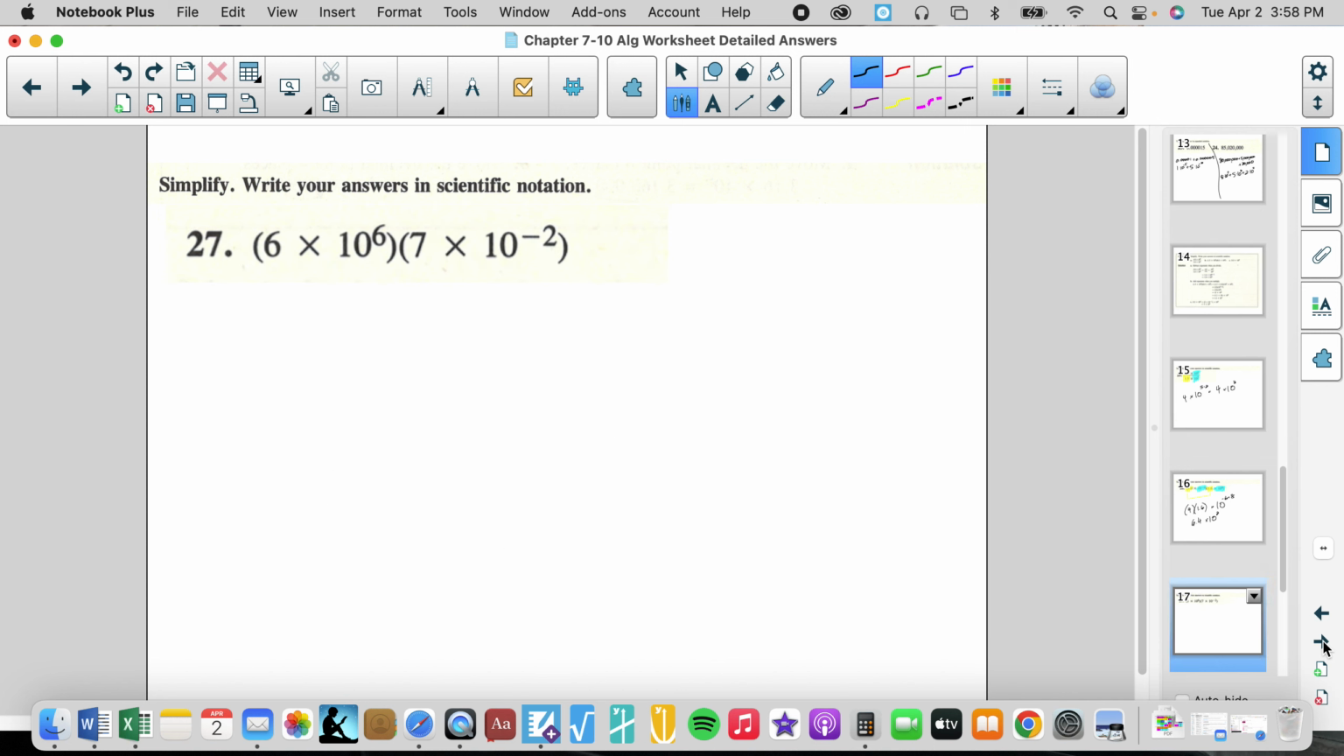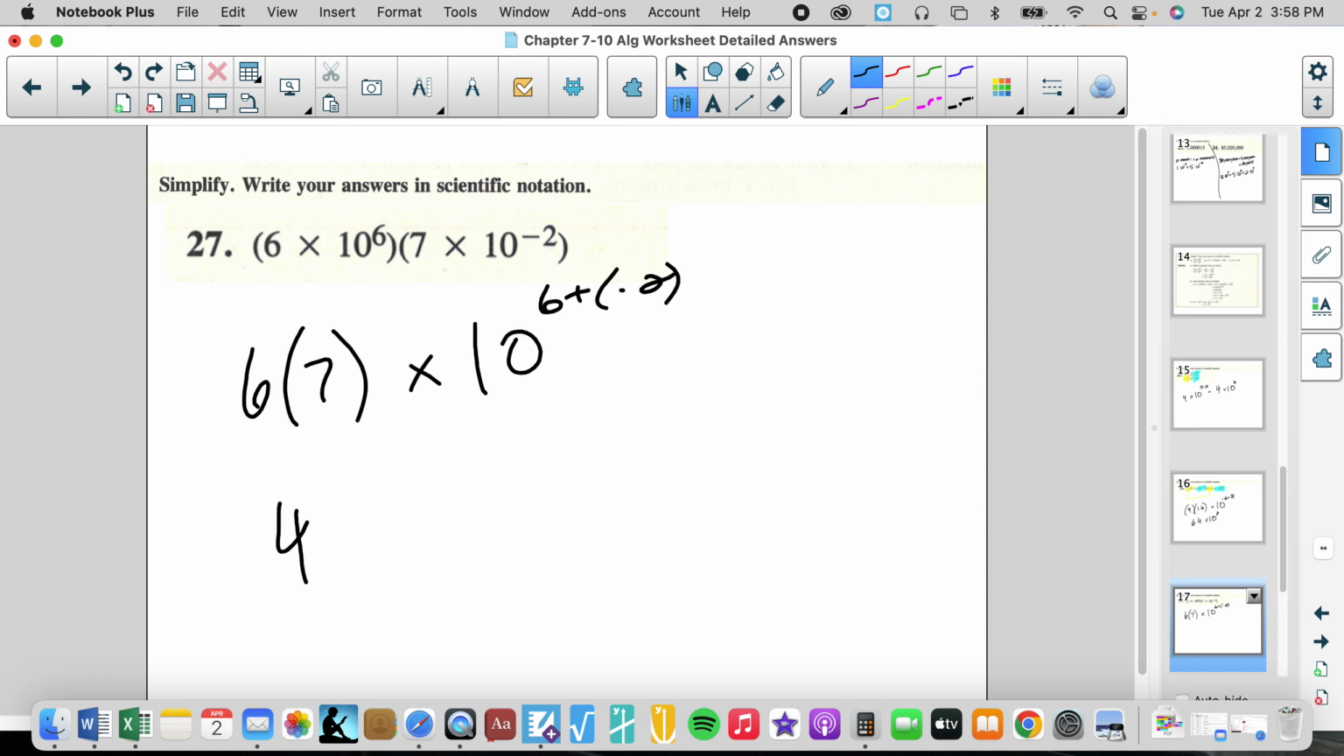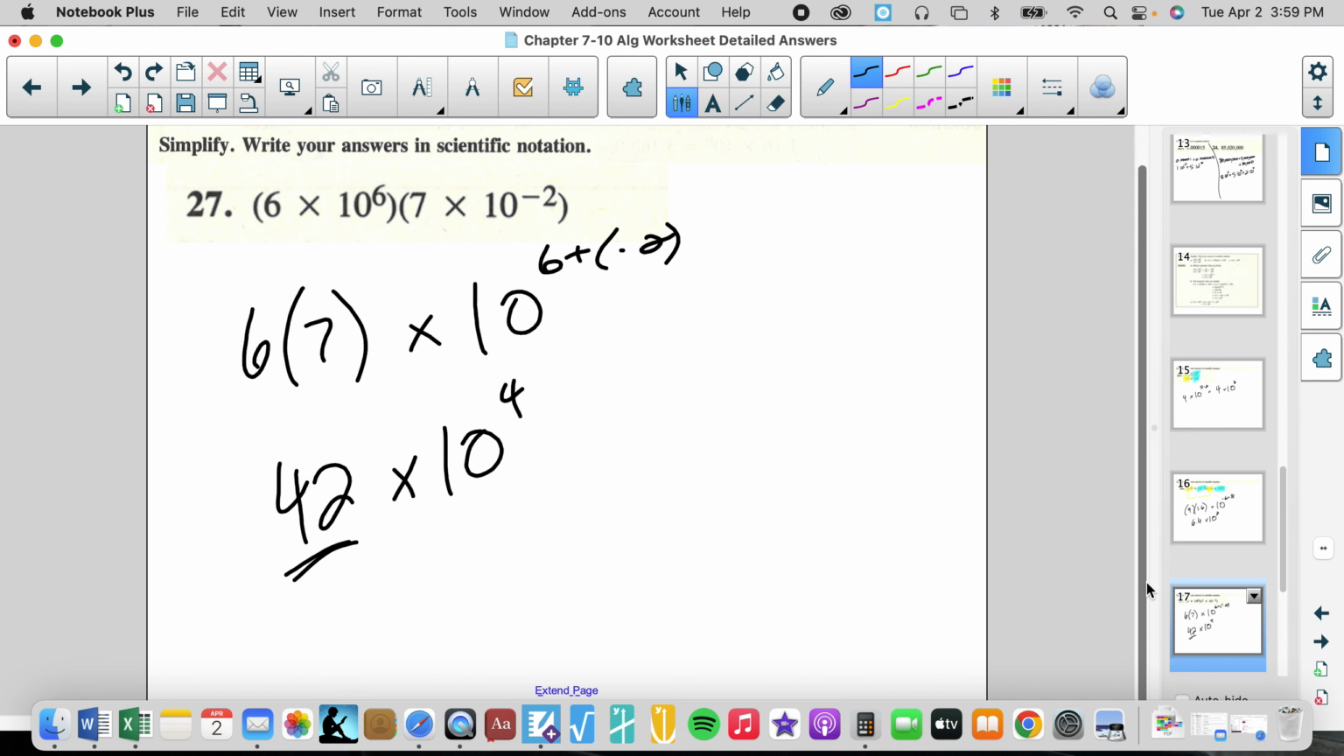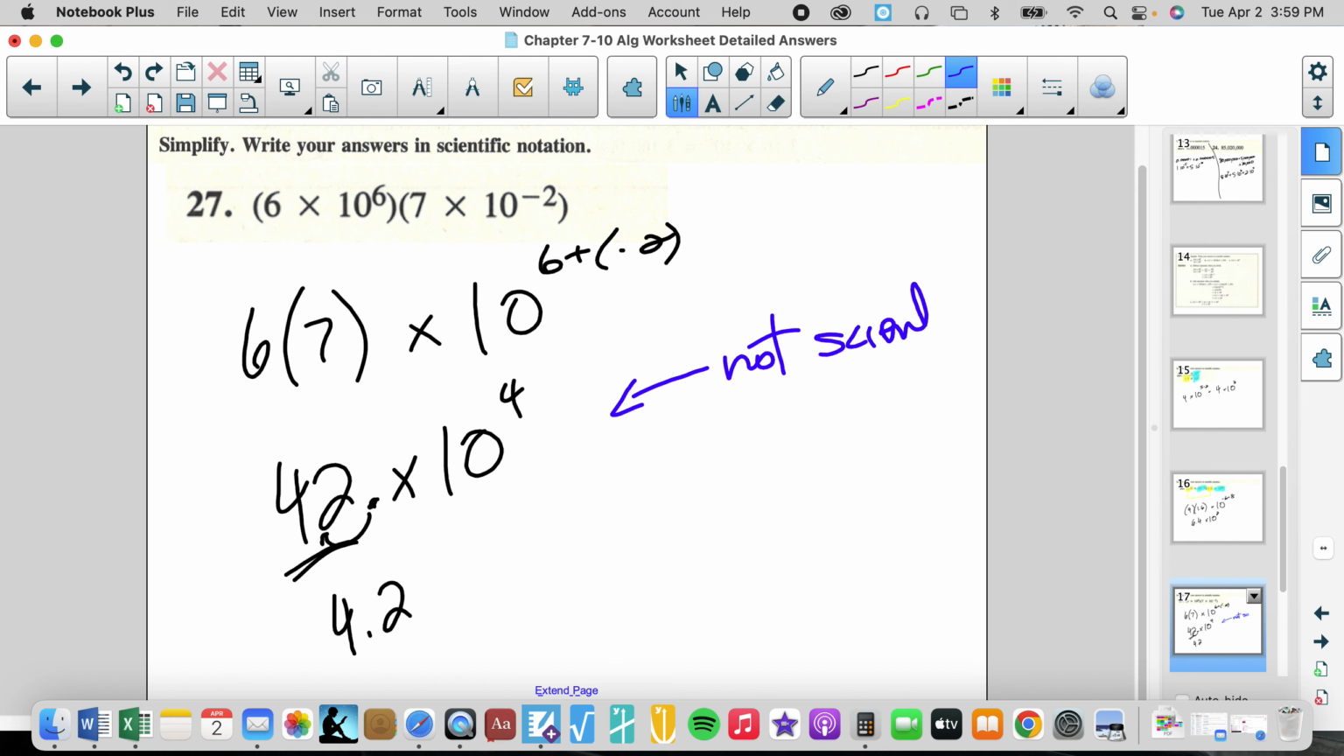So no calculator that time. So we're going to do 6 times 7 times 10 to the 6 plus -2, which is 42 times 10 to the 4th. Now this number needs to be between 1 and 10. My decimal is here. So I'm going to have to change this because this is not scientific notation. That's where we get scientific.